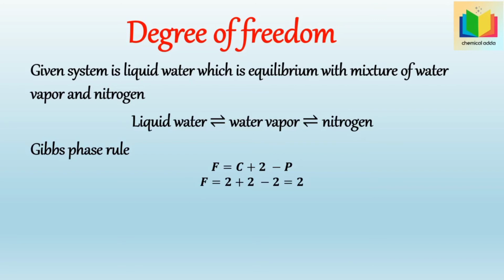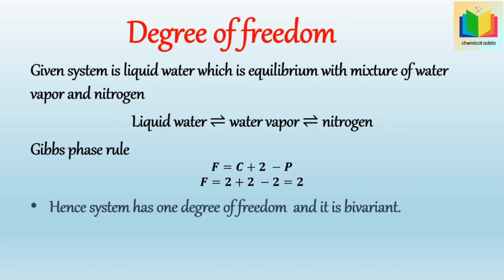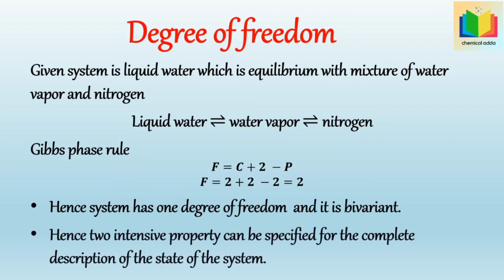So for the given system, F is equal to 2, which means that the system has 2 degrees of freedom, and hence the system is bivariant. Hence two intensive properties can be specified for the complete description of the state of the system.